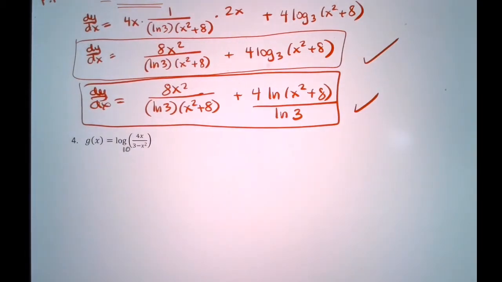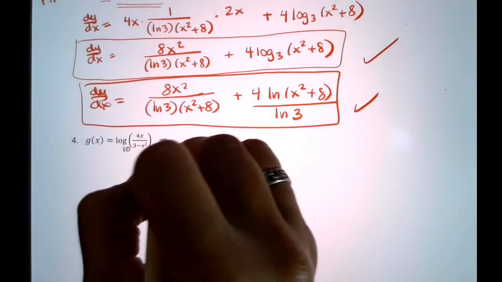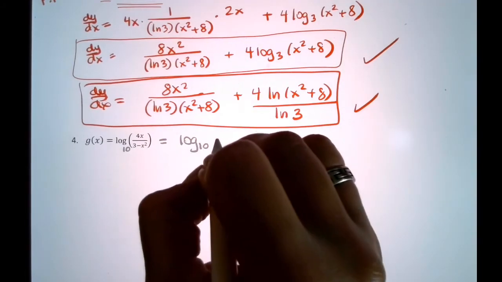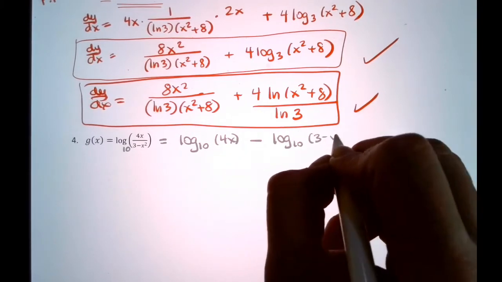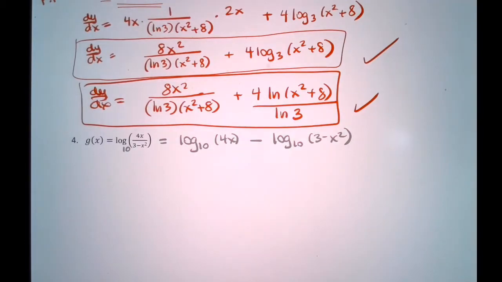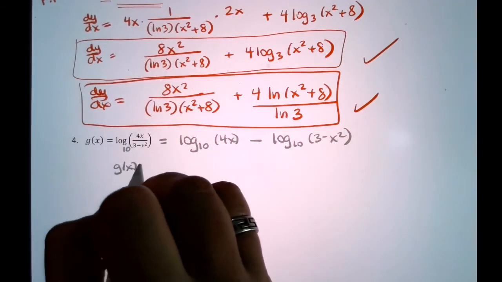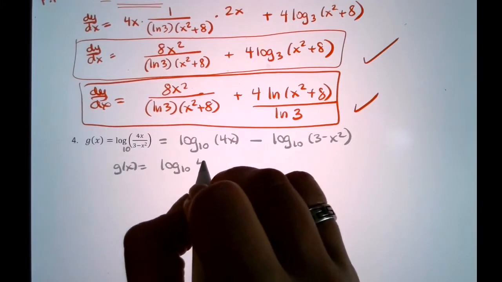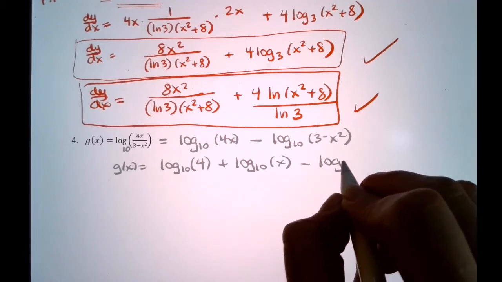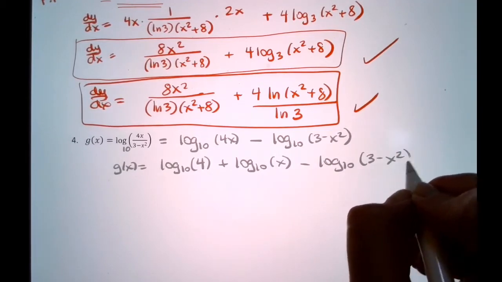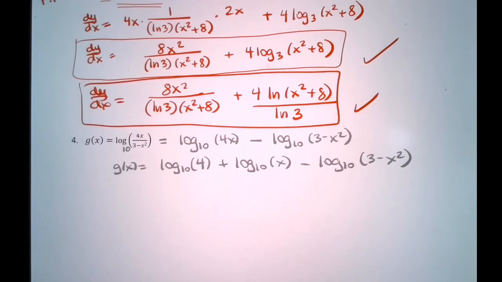Why not? Okay, now this is one of those guys that, yes, you can use those properties, and please do. This is a quotient. So before I even start taking the derivative, I'm going to say, well, hey, I can break that into log base 10 of 4x minus log base 10 of 3 minus x squared. I could even keep going, right, and say, let's blow out that first guy. That's log base 10 of 4 plus log base 10 of x. And then I can't do anything to blow out that last guy. That is just 3 minus x squared. Again, there's no property for dealing with a difference like that, 3 minus x squared.